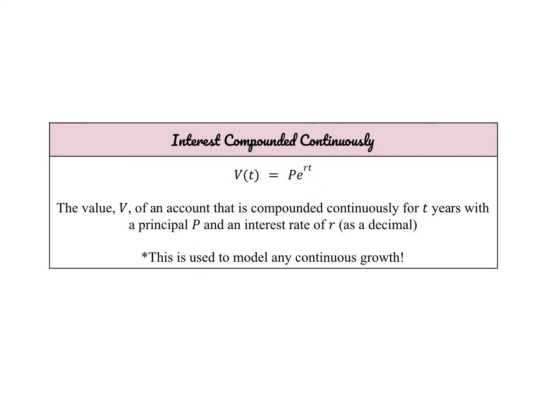Anytime you have this continuous growth, we're actually going to model it with a base e function. So the formula that we can use for continuously compounded interest is V of t equals P times e to the power of rt. So slightly different than our other compound interest formula. But P is still the principal, r is the interest rate as a decimal, t is the number of years, and it's just going to be a base e. So anytime you have continuous growth, that is going to be modeled with a base e exponential function.